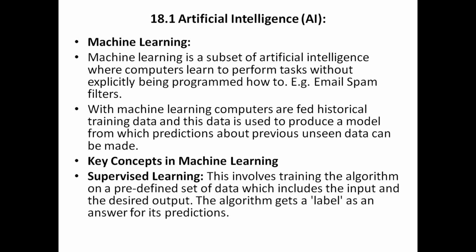Now some key concepts that you should know about machine learning, or rather, how many types of learning there are. So we have supervised learning and we have unsupervised learning. Supervised learning means training the algorithm on a predefined set of data, which includes the input and the desired output. The algorithm gets a label as an answer for its prediction. So basically you give the input data to the algorithm and tell it, okay, you should get the answer as this. Then the algorithm tries different ways in order to get the desired output. Once it does, it is given a label.